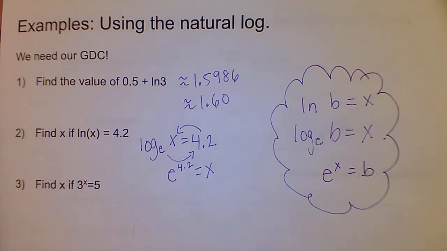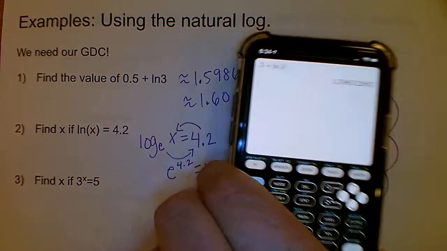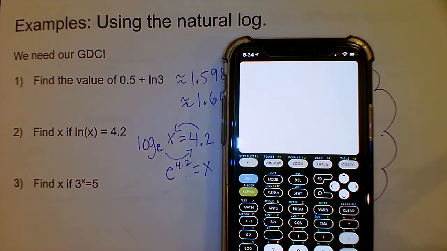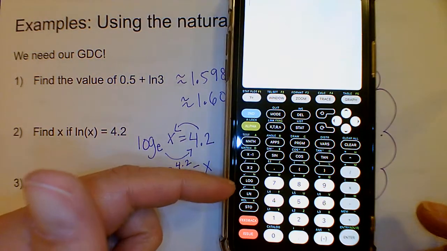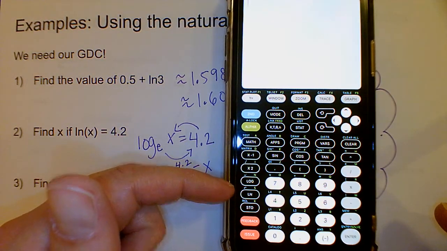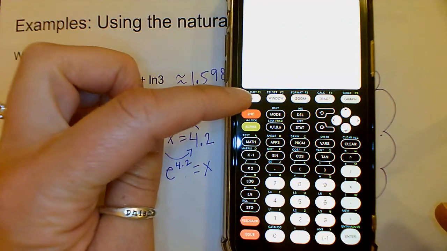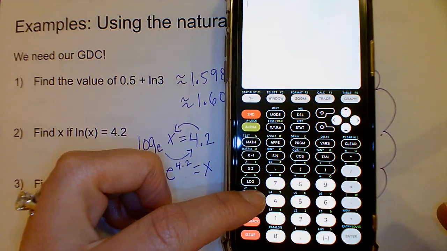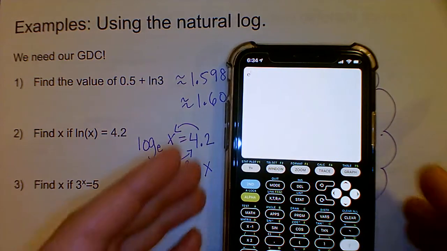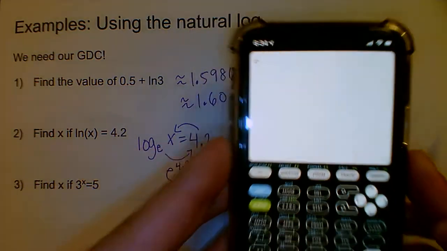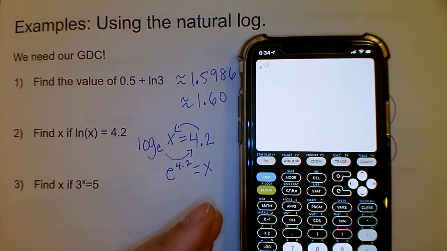So now we can do this in the graphing calculator. Clear that out. In order to get e, it is a secondary key because it's blue. So I'm going to push second, and then I'm going to push ln, which is natural log. And that's where your e comes up. And I'm just going to push 4.2 and then enter.